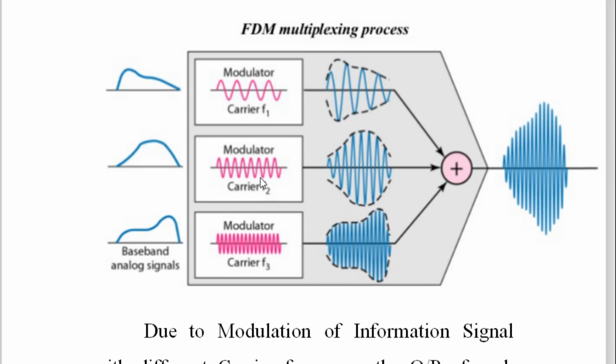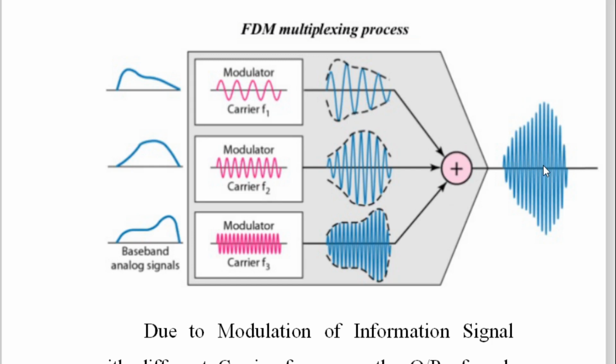The output of modulator 2 is different shape. The output of modulator 3 is different shape. Why? Because each signal is modulated with different carrier, and therefore output of all modulator circuits will be different, and when they combine here, they are not going to interfere with each other.